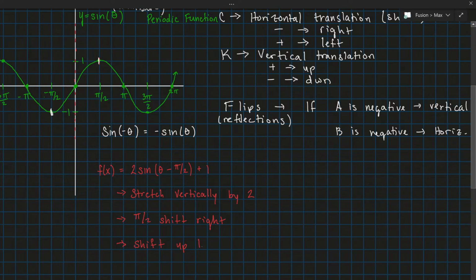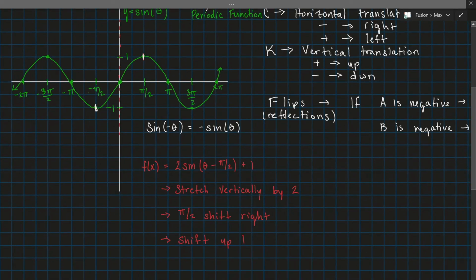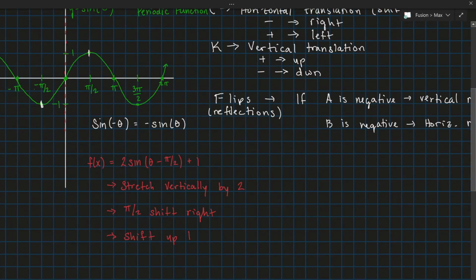Okay. So we can do that. Let's fill out a little table of values first, though. So if we have our theta, and I keep writing f of x, I need to write f of theta. We don't have an x here.